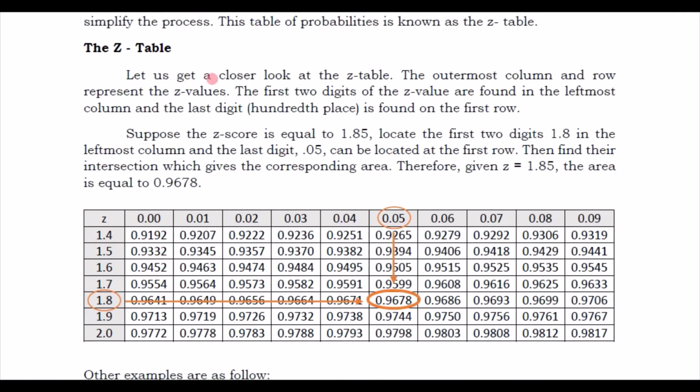So, let us get a closer look at the z-table. The outermost column and the row represent the z values. Ito yung mga z values. Okay, so ano po ba yung z values?